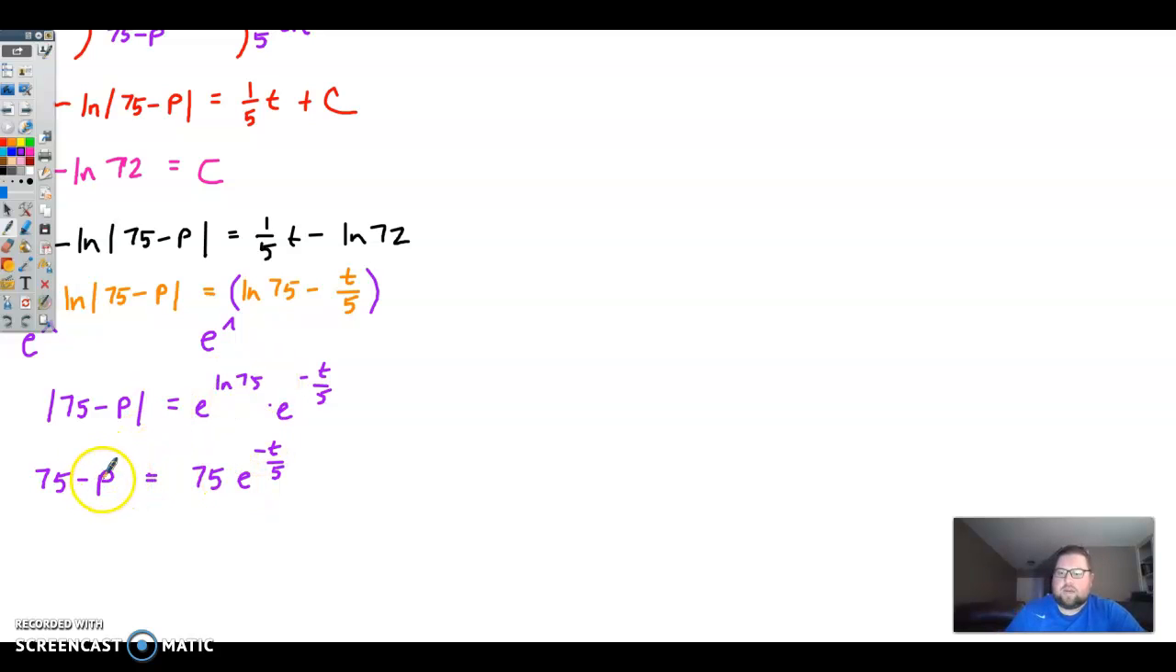All right, so last step is to get p by itself. So I like to think of this as I'm adding p over to this side. And I just realized I did something wrong up here, so I'm going to go back and fix it real quick. This is natural log of 72, not 75. So all these 75s right here are actually 72s. All right, so back to finishing this up. I like to think of this as adding p to this side and subtracting the 72 over here. So we end up with p equals 75 minus 72e to the negative t over 5. And that is it.